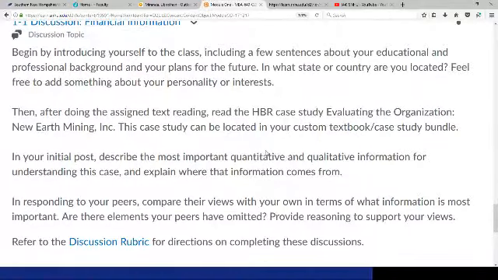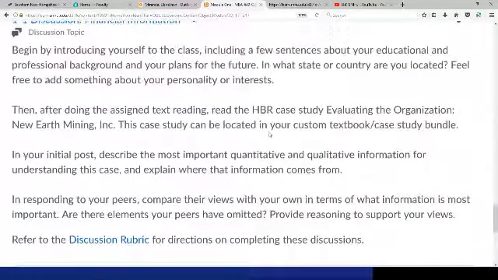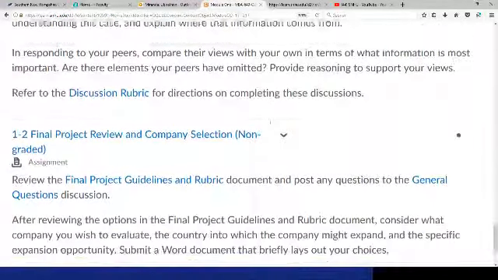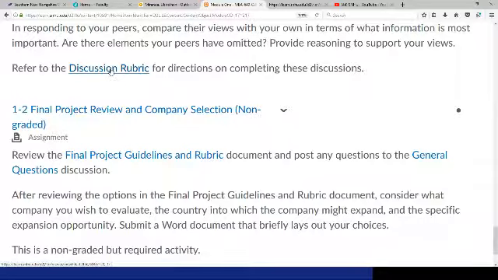But for this, you're going to need the HBR case. This comes from Harvard, and it is located in your custom textbook case study bundle. We're going to look at the organization New Earth Mining, and this is going to be a really wonderful discussion. Again, we're going to have to use a lot of numbers. Also, look at the discussion rubric on how I'm going to be measuring the discussion.